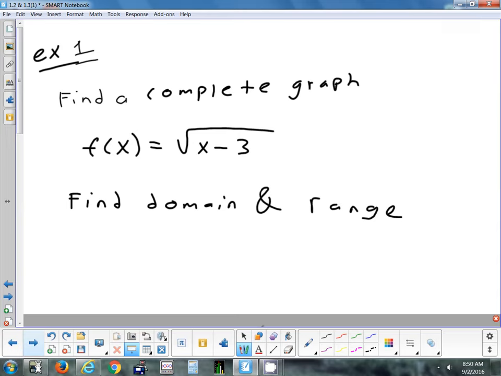Some functions go left and right and up and down forever. Think of a diagonal line. It goes forever left and right and up and down. This does not.